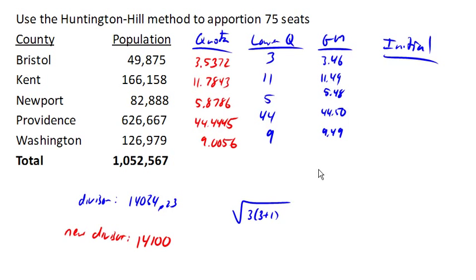But so now we can compare quotas to geometric means: quota bigger, up; quota bigger, up; quota bigger, up; quota smaller, down; and quota smaller, down. And when we add those up, there we go, there's our 75 seats allocated, which is what we were looking for. Now, you might notice this is exactly the same apportionment that we would get from Webster's method, but that's not always the case, like we'll see next.